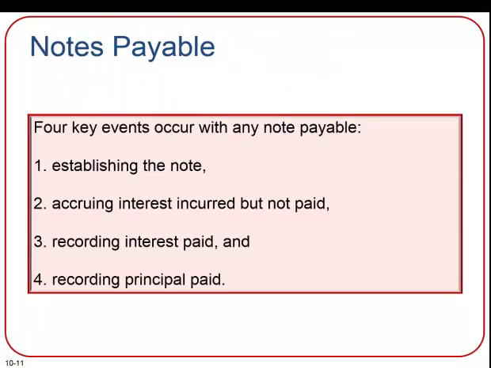So let's move on to notes payable. Notes payable represents the amount the company owes to others as a result of issuing promissory notes. So 4 key events occur with any note payable. We have the establishment of the note. We're going to accrue the interest incurred but not paid. We're going to record interest paid and record principal paid. And 3 and 4 usually happen at the same time, but for simplicity, let's separate them.